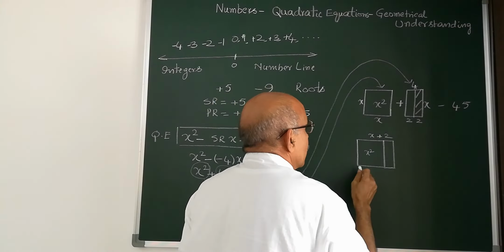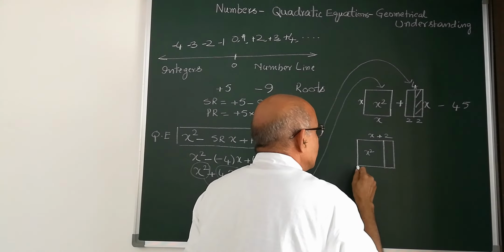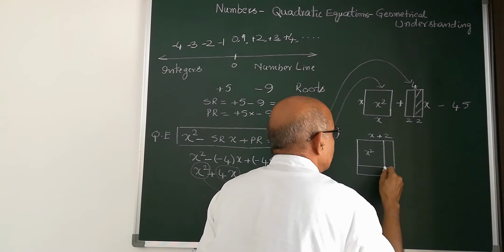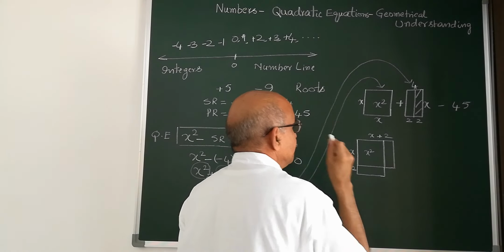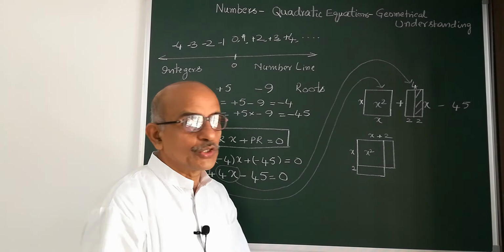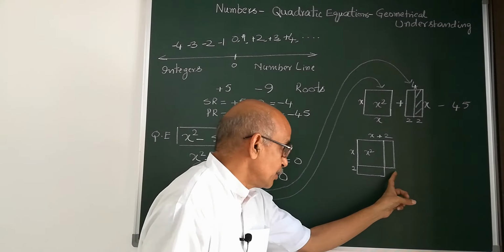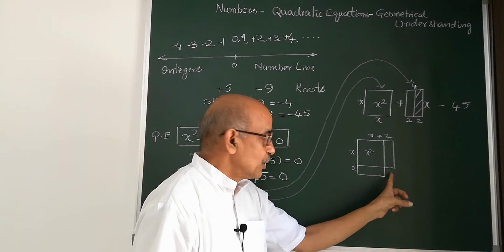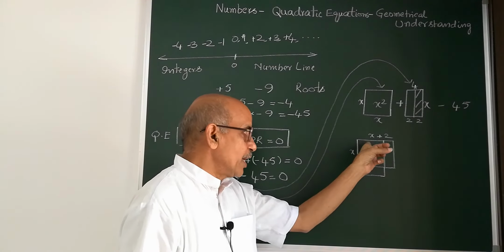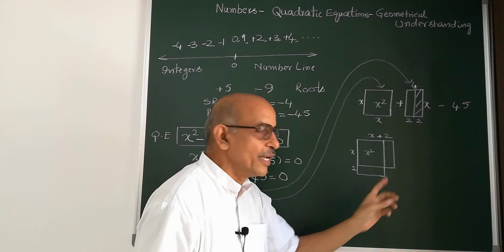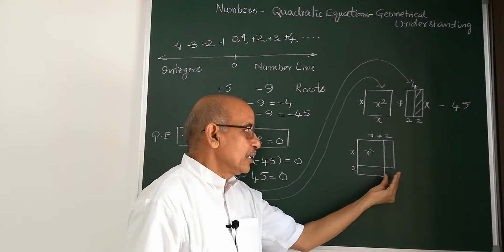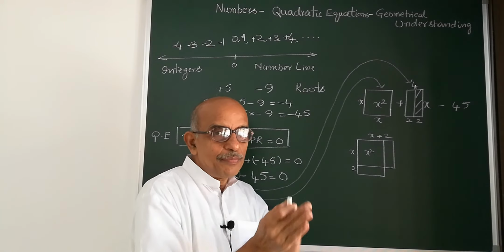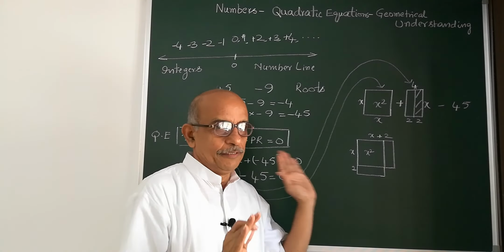Another strip, cut it from here and paste it here. Till here it is x and this is 2. Now this is an incomplete square. A portion is incomplete. If you want to complete this square, this much portion is to be added. So in order to complete the square, you see what mathematical gimmick we are doing.